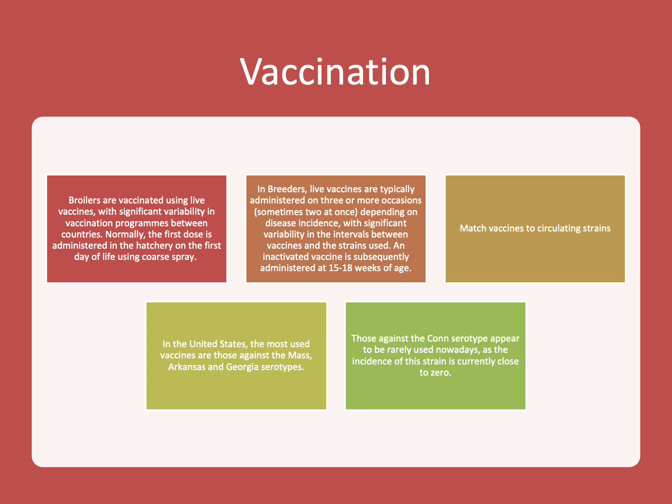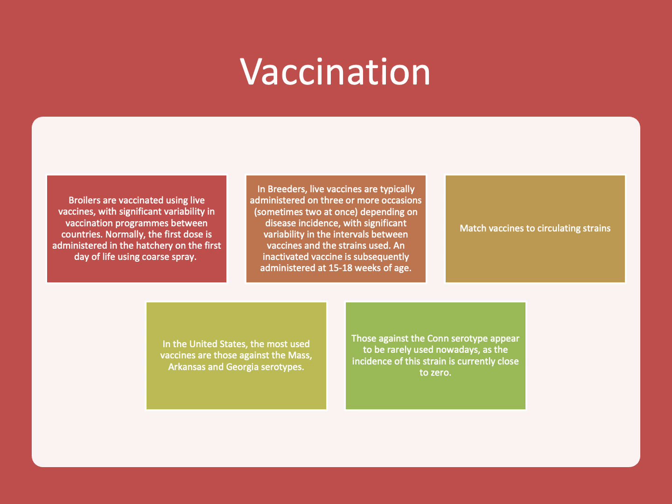So let's talk about vaccination. Broilers are vaccinated using live vaccines with significant variability in vaccination programs between countries. Normally, the first dose is administered in the hatchery on the first day of life using coarse spray. And why they do it on the first day of life, and most of the time they don't repeat the vaccination, is because broilers are kept for a short period of time.